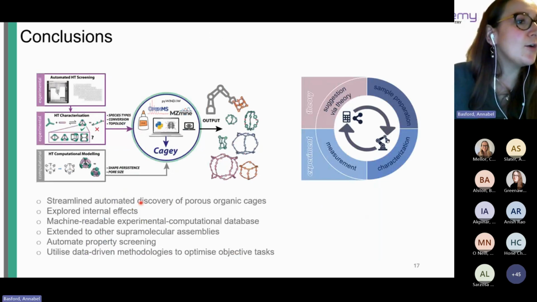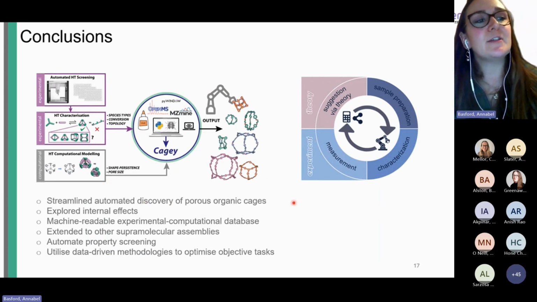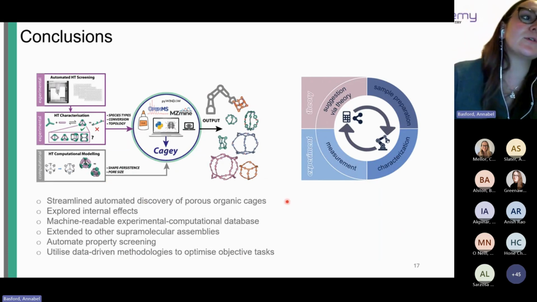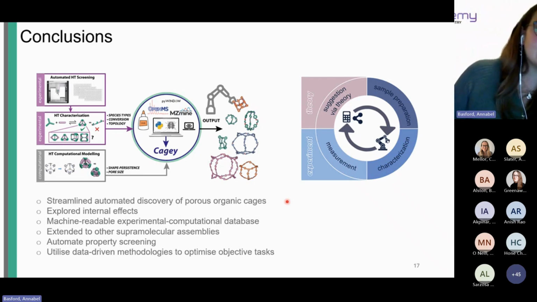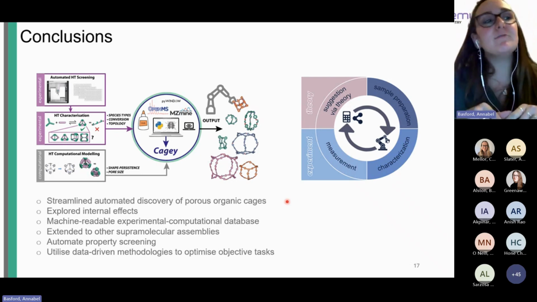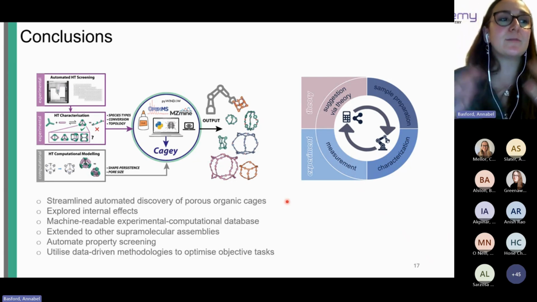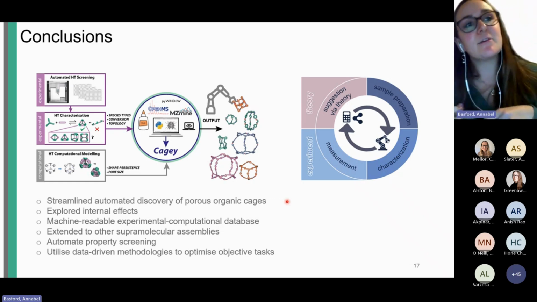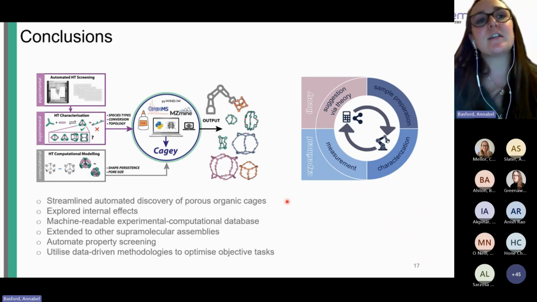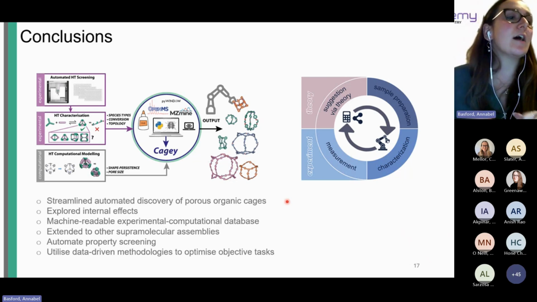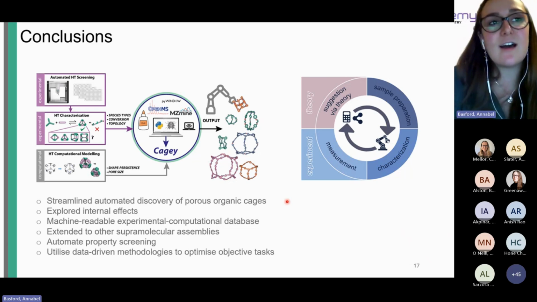So I hope in a very whistle-stop tour, I showed you how we can streamline the automated discovery of POCs. We explored the effect of internal effects, so precursor design, on the outcome of reactions. We can create a machine-readable experimental and computational database, all through our automated workflow, extended this to our other materials, automated property screening, and now we can utilize all of this data towards other data-driven methodologies for different optimization tasks.